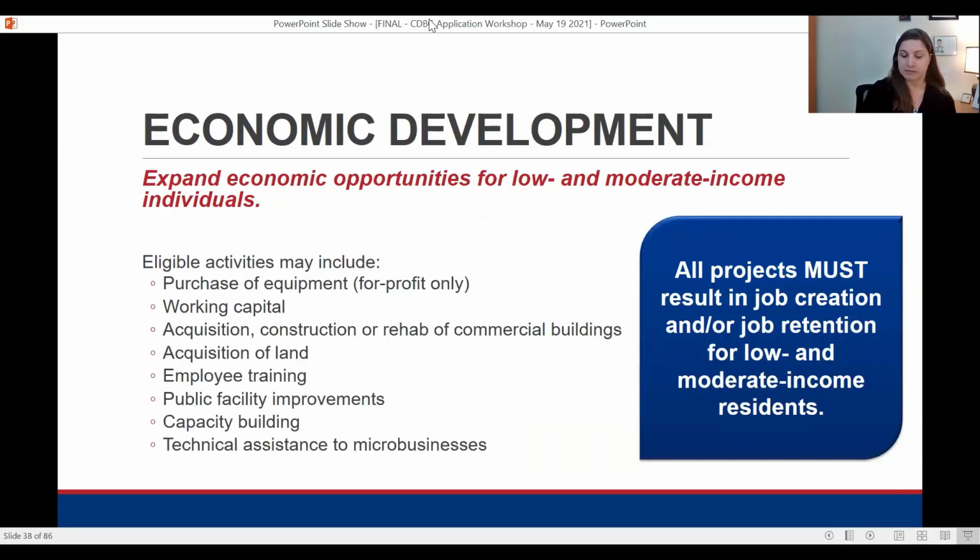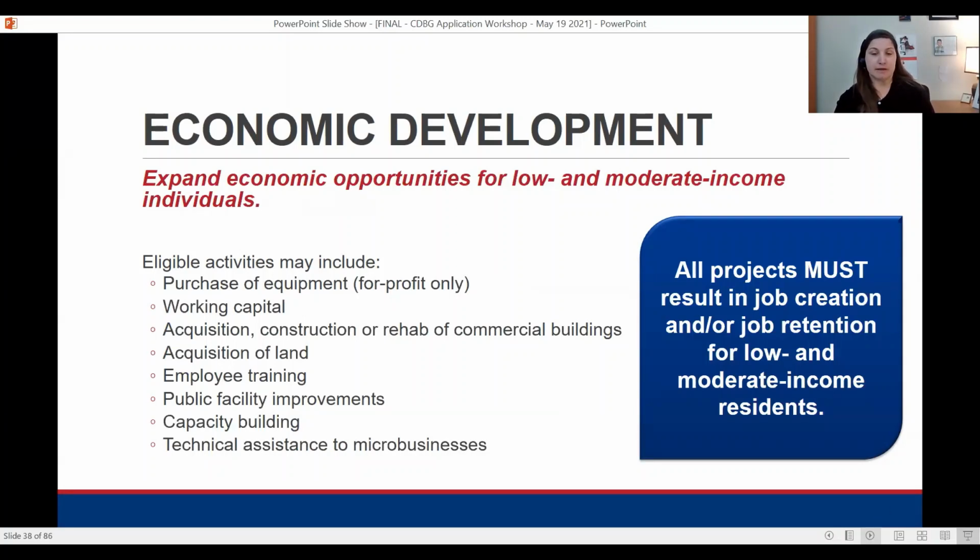The next type of eligible activity is economic development. The goal is to expand economic opportunities for low and moderate income individuals. So there are a number of eligible activities that you can see listed out here, which includes the purchase of equipment, working capital, acquisition and construction of commercial buildings, etc. So we have much more information on this in Chapter 2 of our guide.